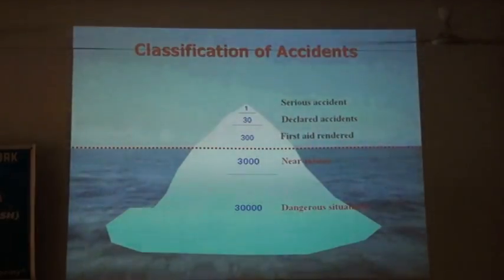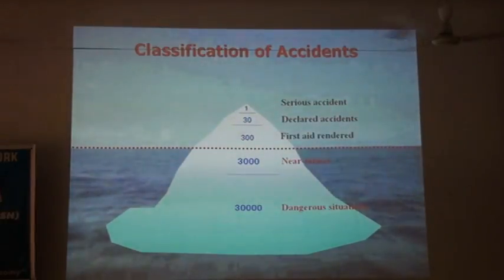Now probably you people have gone through this. This is the accident hierarchy where the classifications of accidents are told. Now if we put it in an iceberg, we can see that at the top of the iceberg are the first aid cases, declared accidents and serious accidents and so on. And at the bottom of the iceberg, the dangerous situations and near misses are there.